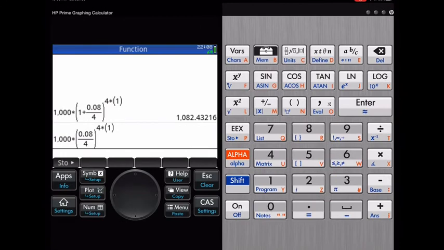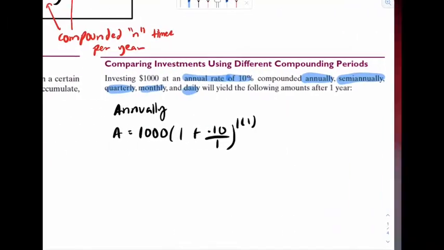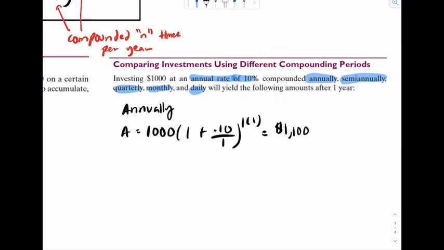So we're going to come back here and type it in. 1,000 times (1 plus 0.10 over 1) to the power of 1 times 1. Okay, $1,100, which makes sense, right? Because if you're getting paid 10% interest and you only compound it one time, 10% of 1,000 is $100, so you get $1,100.